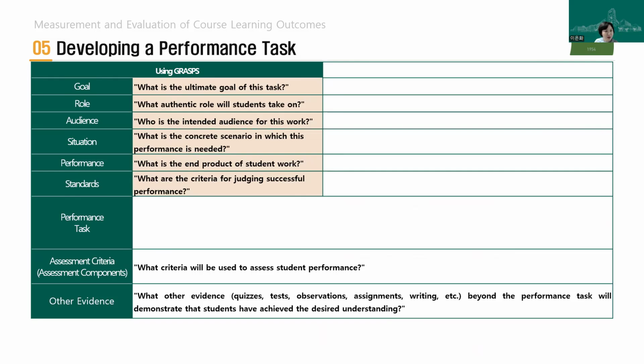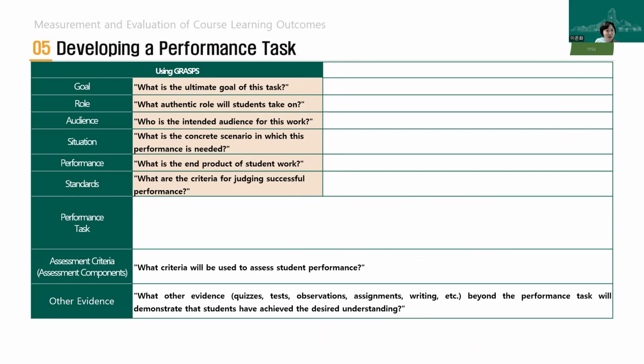A is audience. Who is the intended audience for this work? Who will receive or use what students produce? S is situation. What is the concrete scenario in which this performance is needed? P is performance. What is the end product of student work? S is standard. What are the criteria for judging successful performance? What makes work excellent versus adequate versus insufficient?